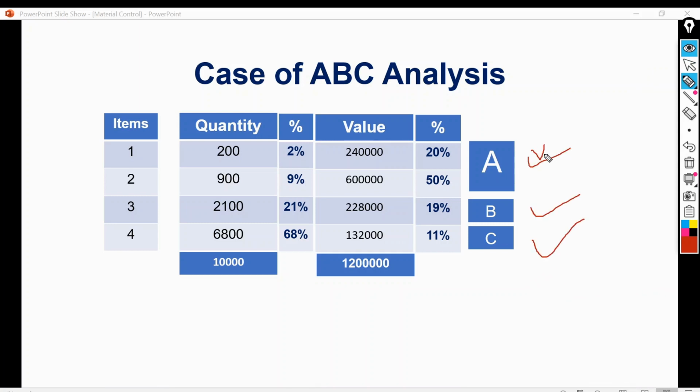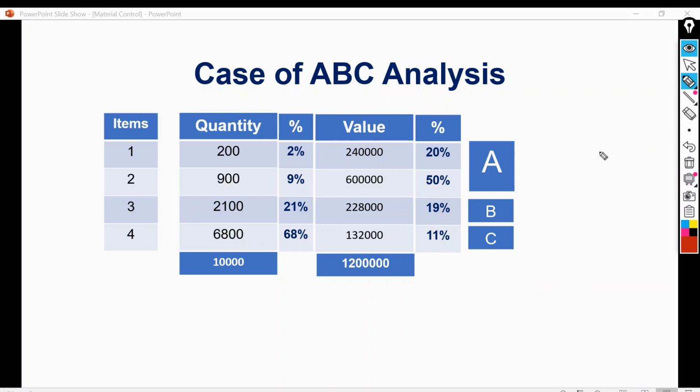In A there are very valuable items, so we follow strict control for A, moderate control for B, and least control for C in the case of ABC analysis.